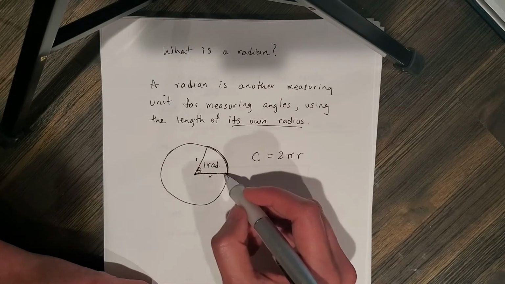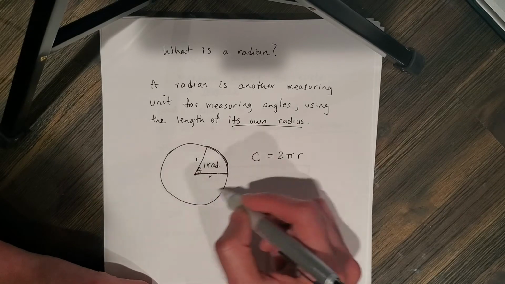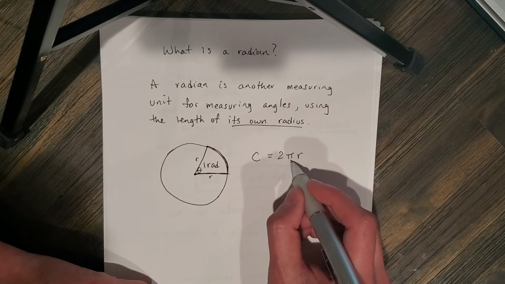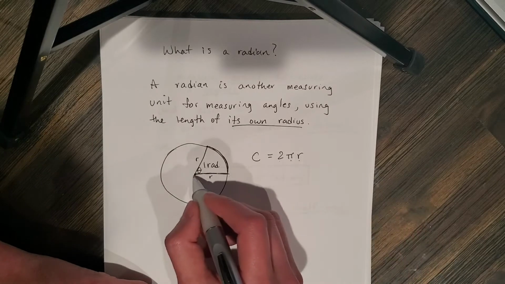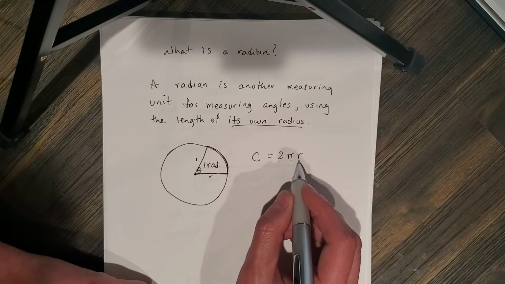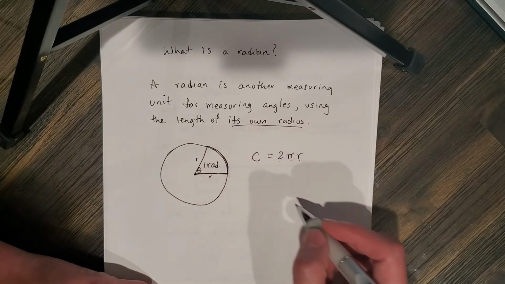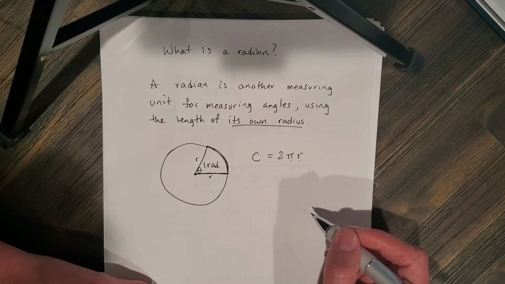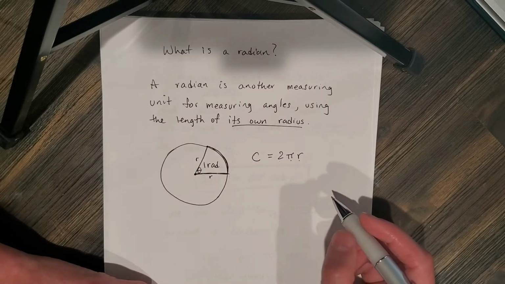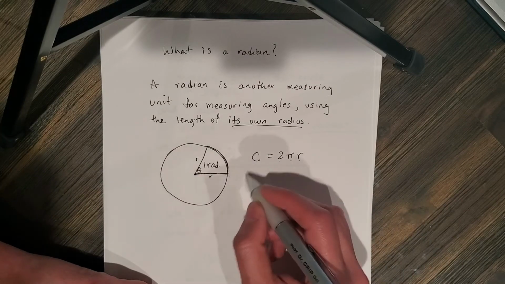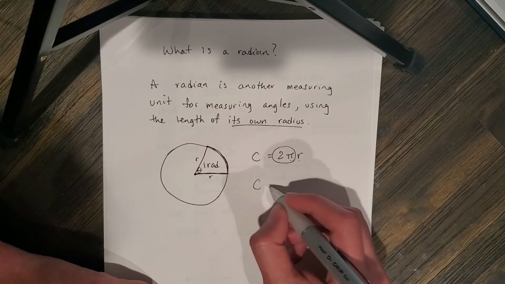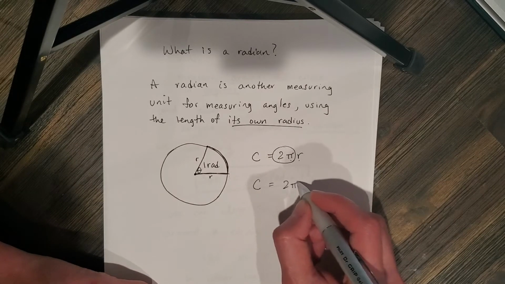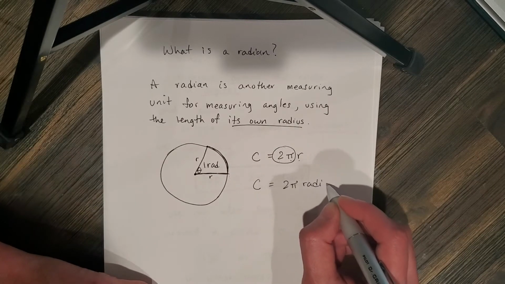So the circumference around the circle, or the distance around the circle, is equal to 2 pi radiuses. In other words, whatever the length of the radius is, just multiply that by 2 pi, and then you have the distance around the circle. All the way around the circle is equal to 2 pi radians. So the circumference is equal to 2 pi radians.